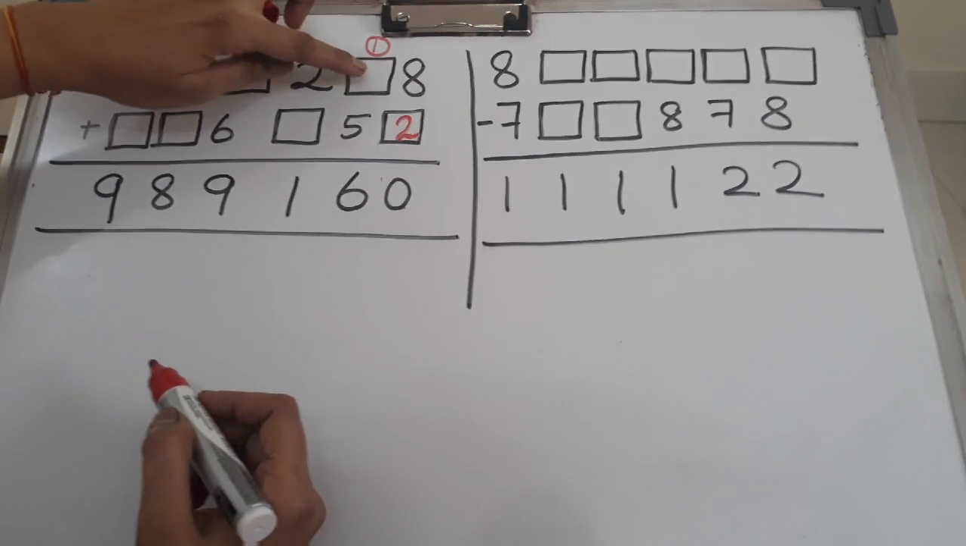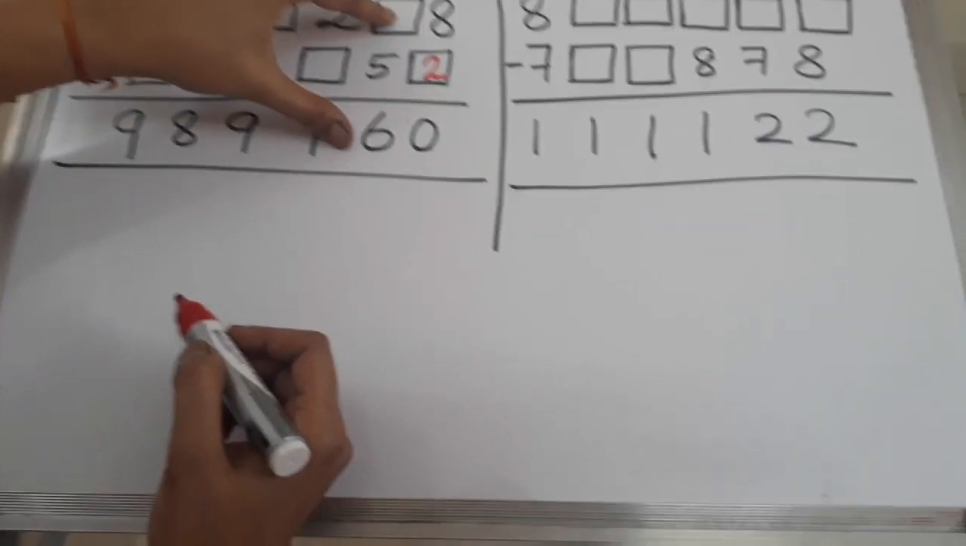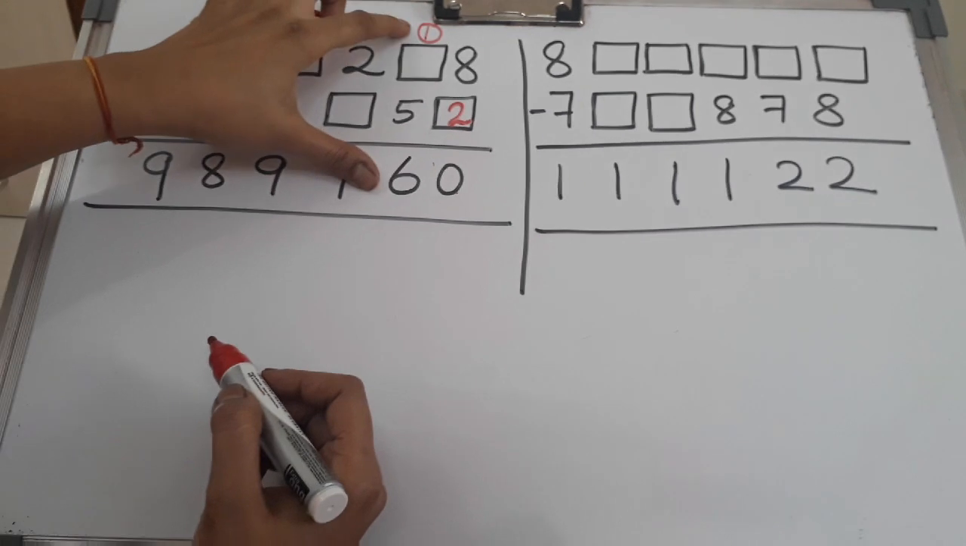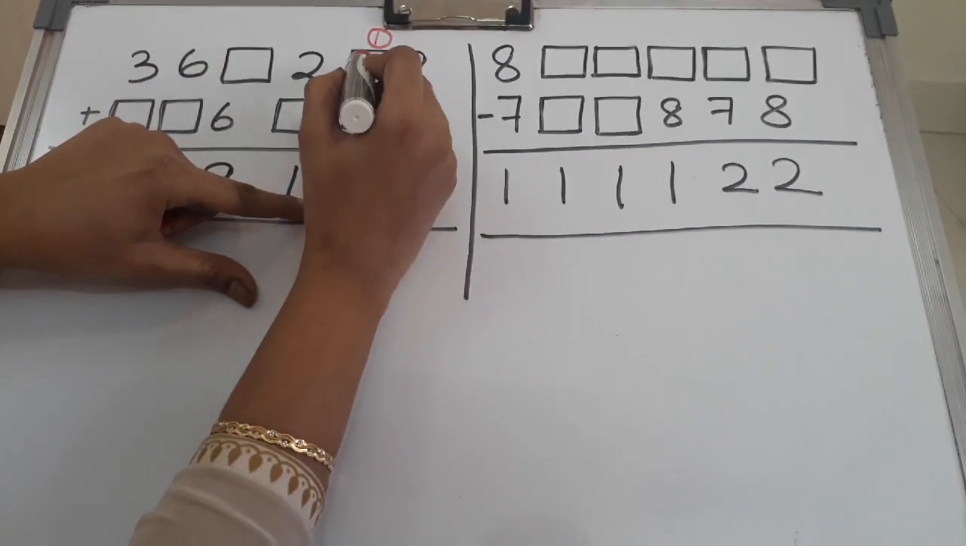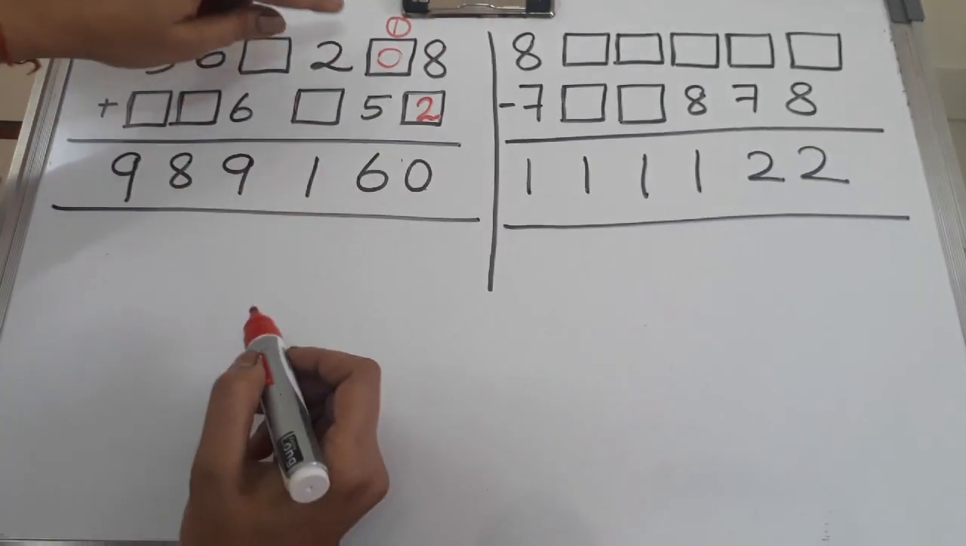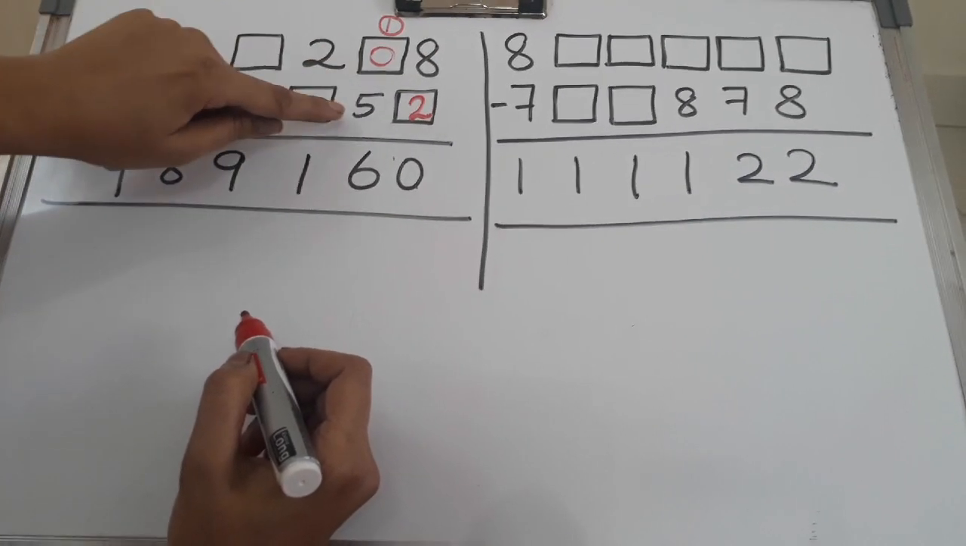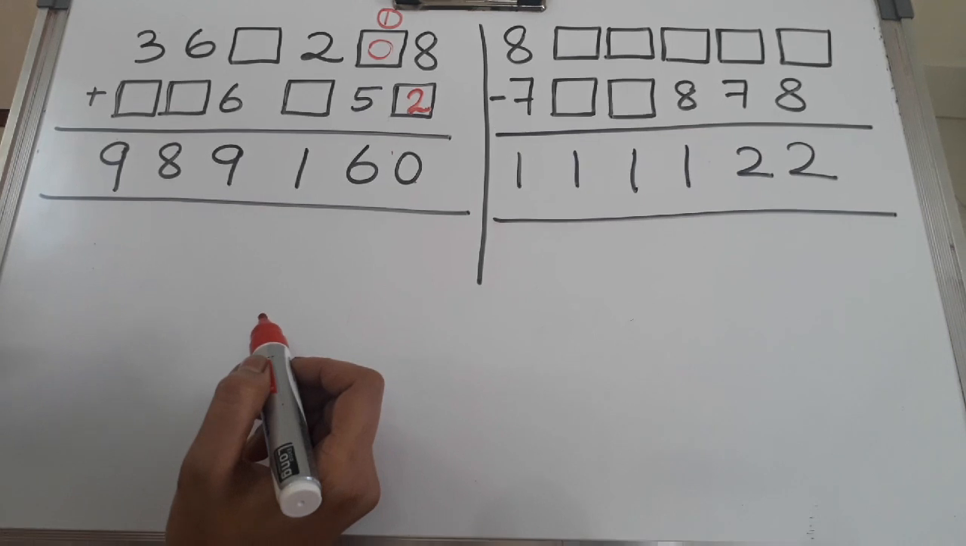Now what will we write here? The answer should be 6. So what do we have to add to 1 plus 5, which is already 6? Again 6 is here, so we will write 0. Now we check. 1 plus 0 is 1. 1 plus 5 is 6. We got it up till here.